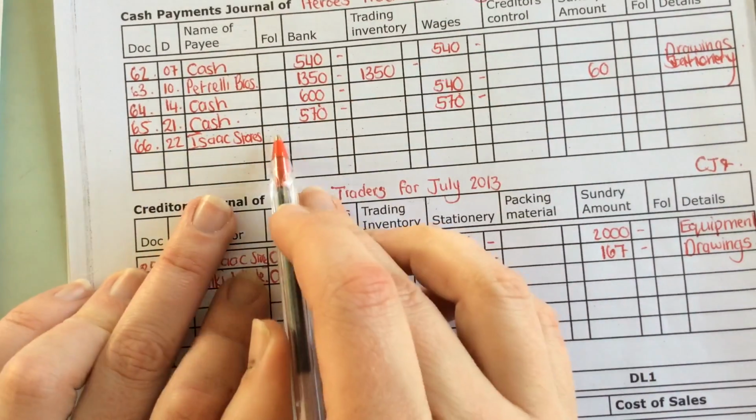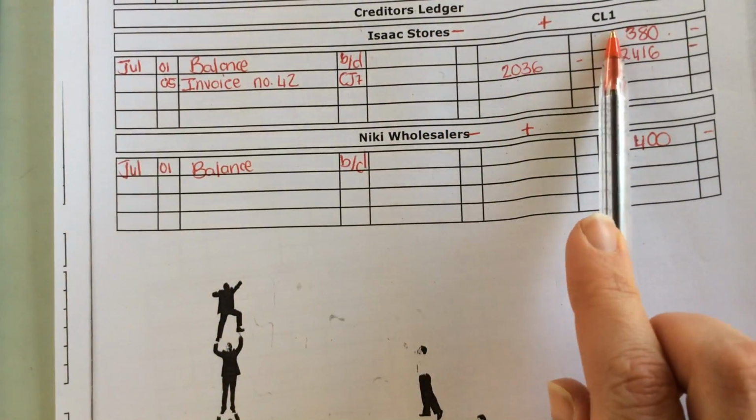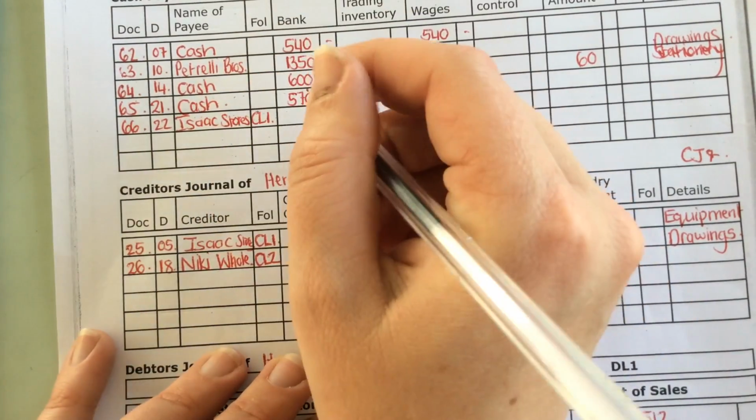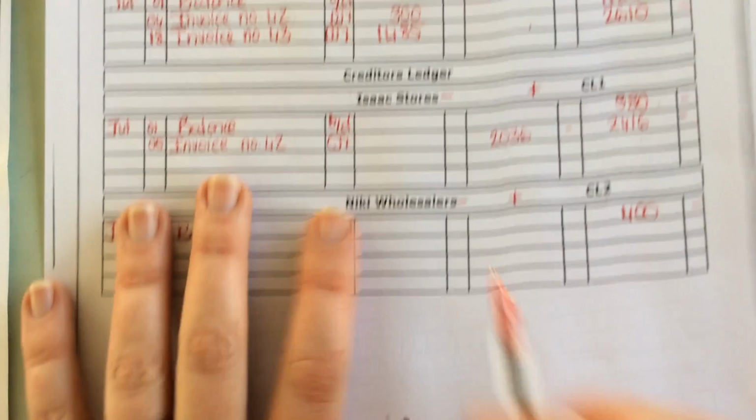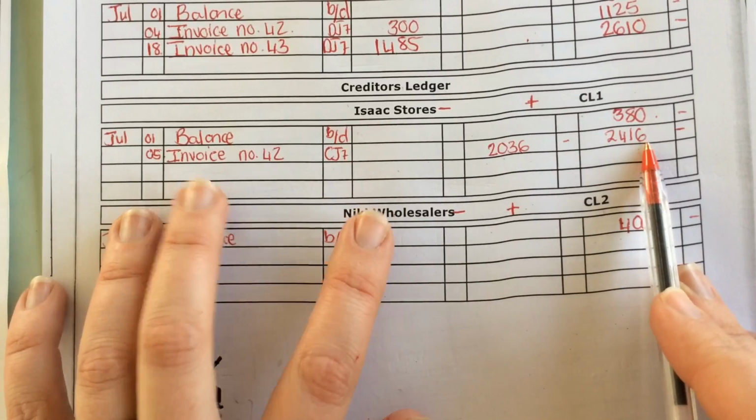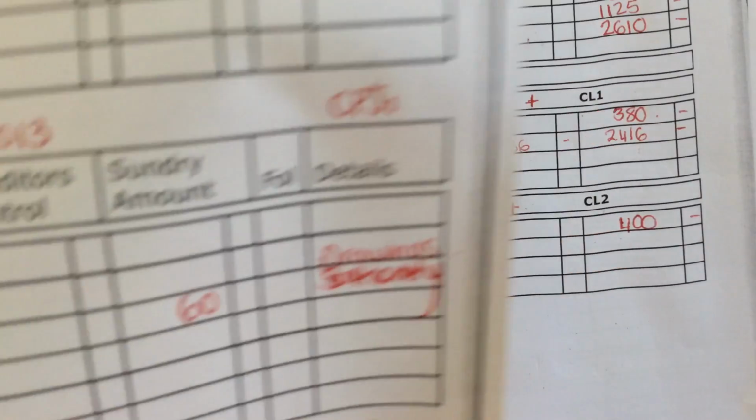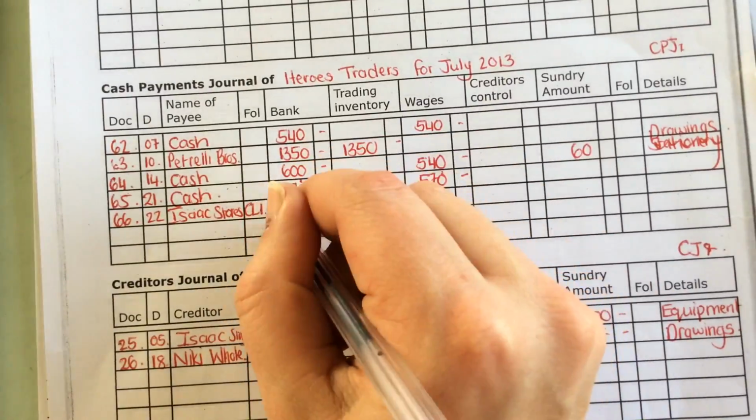If you pay a creditor back, it's going to go to the creditor's ledger, so you need to write the CL number, which is CL1. Okay, and it just says to date. There's no amount, so I'm going to go to Isaac Store's account, and I'm going to check what is the amount that I owe them to date. 2,416, and that is what I'm paying back. 2,416.